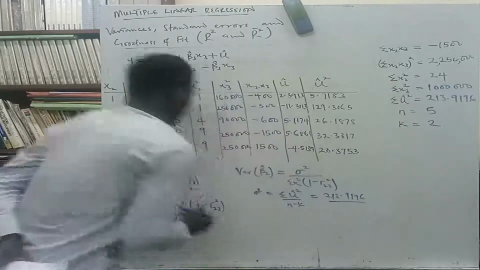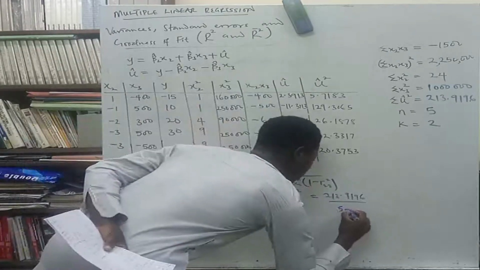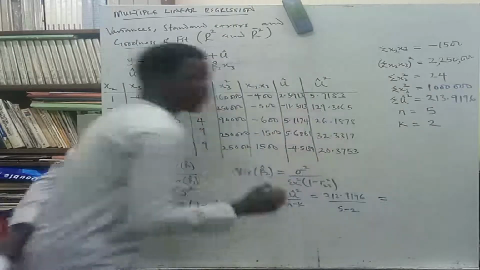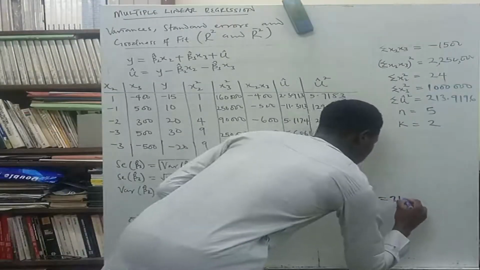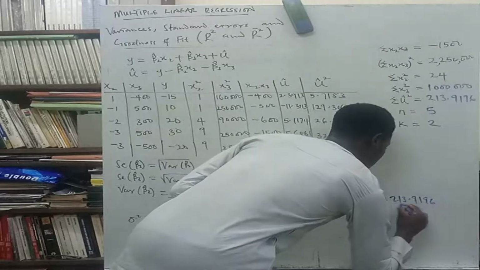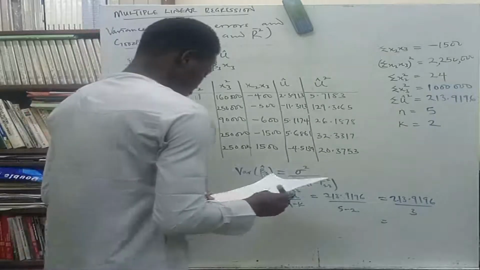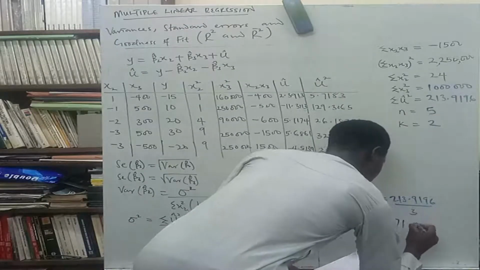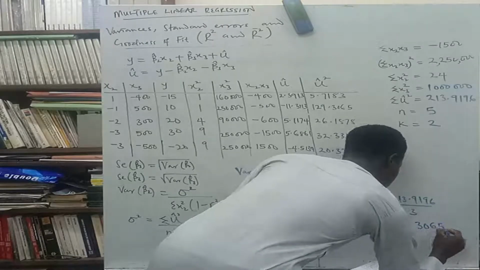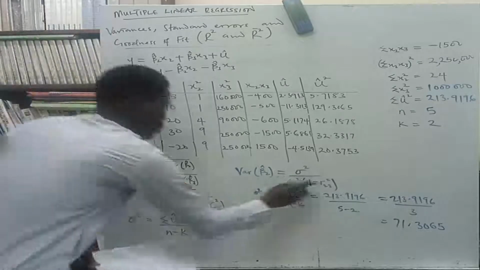So this gives 213.9196 over n minus k. What's our n? Our n is 5. So 5 minus 2. So we are left with 213.91 all over 3. That will give us 71.3065.